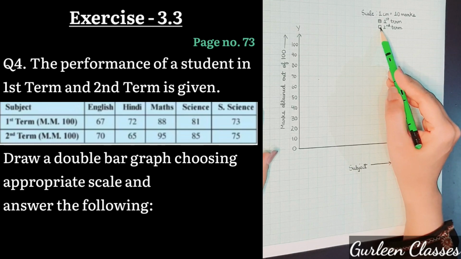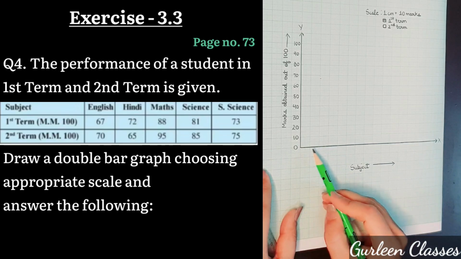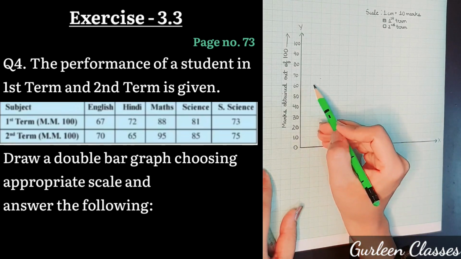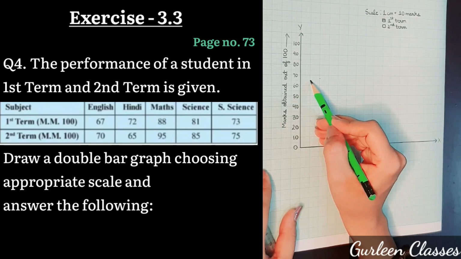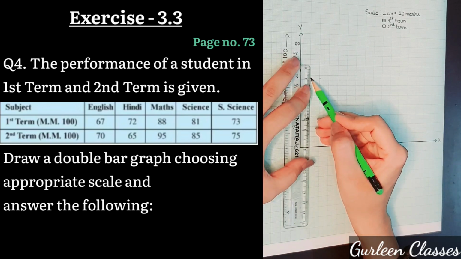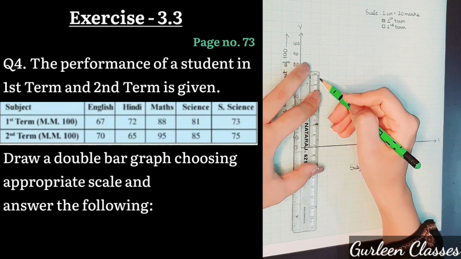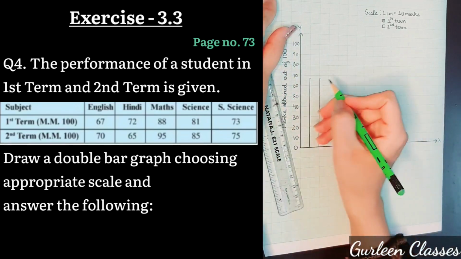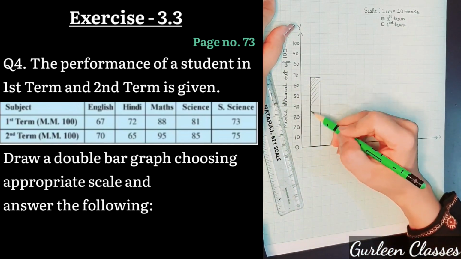So now the first subject is English. Marks are 67. So first term English marks are 67. So you have to count these small lines just above 65, 2 steps up. With the help of scale, draw a straight line at 67. So the first bar we have completed. So let us shade this. So shading we have done for the first term.